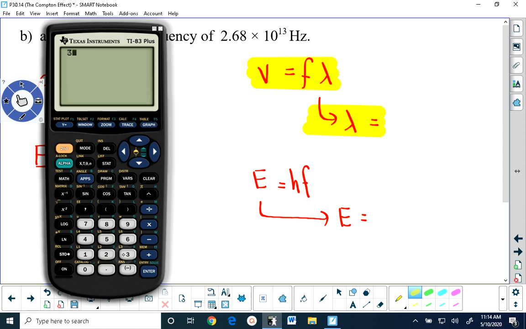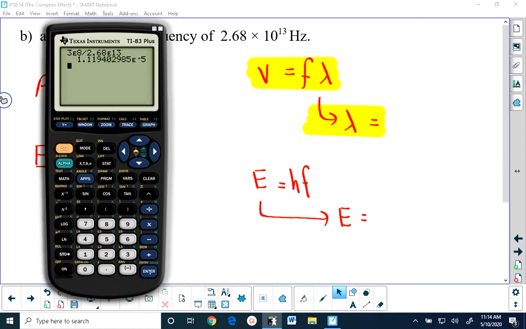If I take the speed of light, which is 3 multiplied by 10 to the 8, and divide by the frequency that we were given, 2.68 multiplied by 10 to the 13, then I get a wavelength of 1.12 multiplied by 10 to the negative 5 meters.